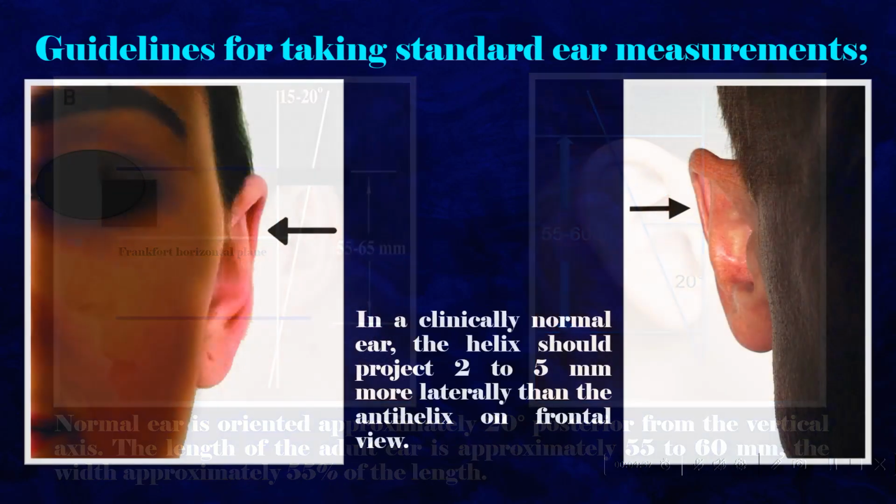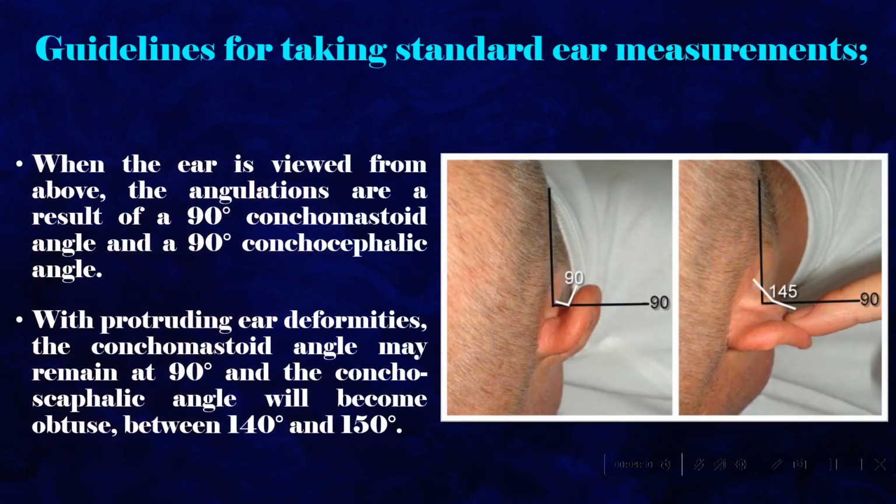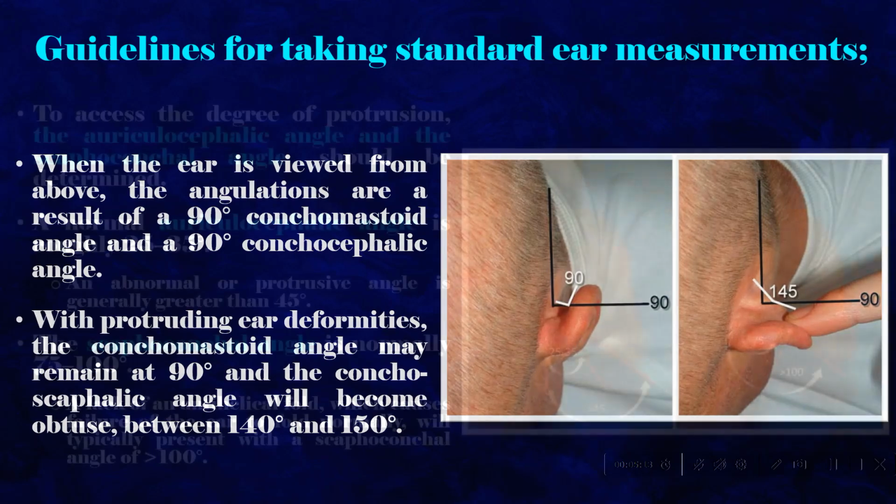In a clinically normal ear, the helix should project 2 to 5 mm more laterally than the antihelix on frontal view. When the ear is viewed from above, the angulations are a result of a 90 degrees conchomastoid angle and a 90 degrees conchocephalic angle. With protruding ear deformities, the conchomastoid angle may remain at 90 degrees and the conchocephalic angle will become obtuse, between 140 degrees and 150 degrees.